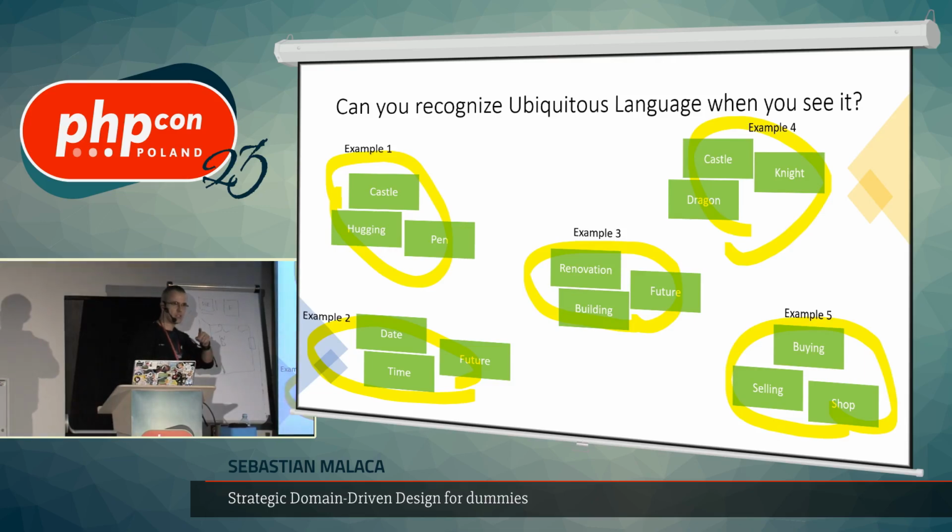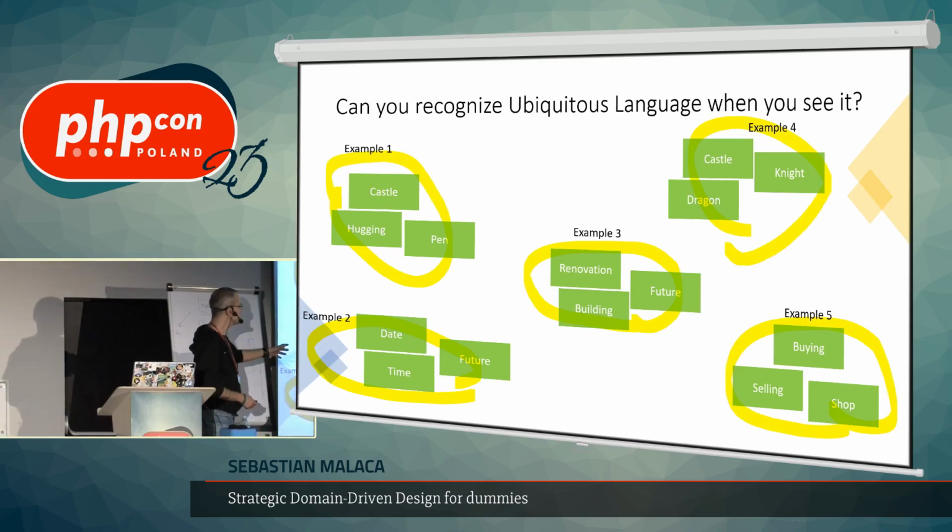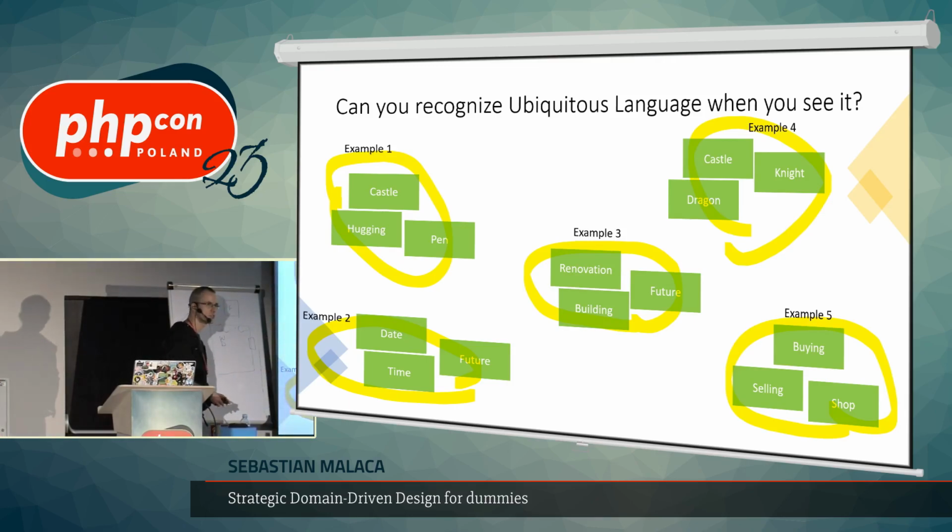Okay, so if the Ubiquitous language is something that is consistent, if those words or interactions fit with each other, the question to you: can you find in these groups the group that definitely doesn't fit the Ubiquitous language boundaries? The one, yeah, okay. Castle, hugging, pen. Maybe in the castle, once I write some letter using a pen, I will get a hug, maybe. But yeah, it doesn't work. They are not working with each other.